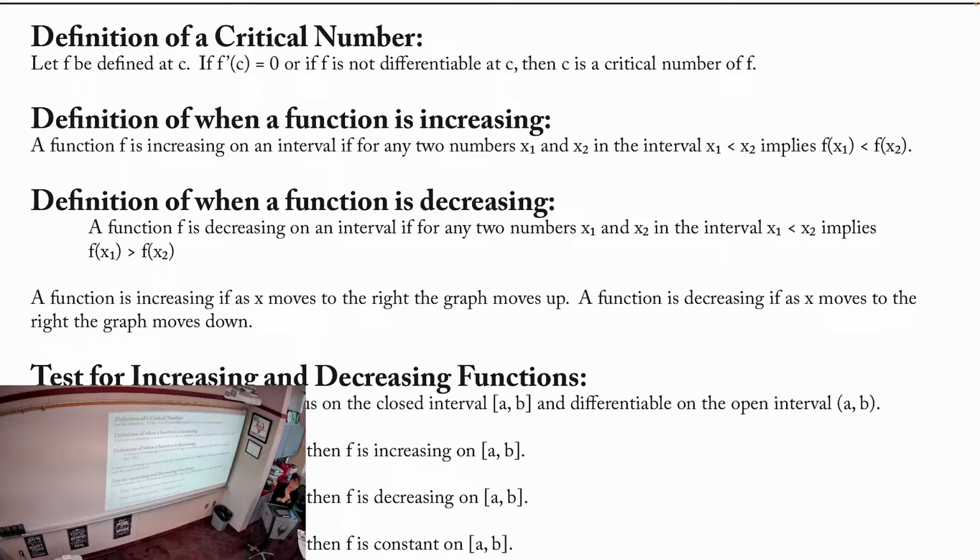A critical number is when I take the derivative and set it equal to 0, or where the derivative is undefined. So if I had a denominator of the derivative and I set that equal to 0 and solved, that would also be a critical number.